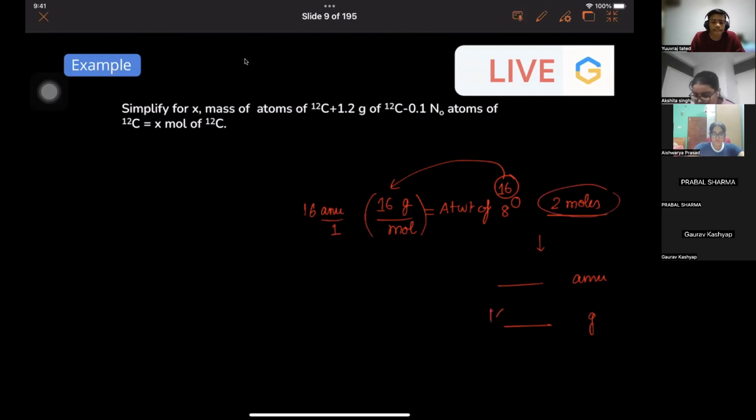This is simple maths. Very simple maths. So your answer should be, sir, 16 gram is for 1 mole. I have 2 moles. So 16 into 2. How much is that? 32 grams. That's the second answer. Any doubt in this? Is it clear to everyone? I hope this should be clear to everyone.